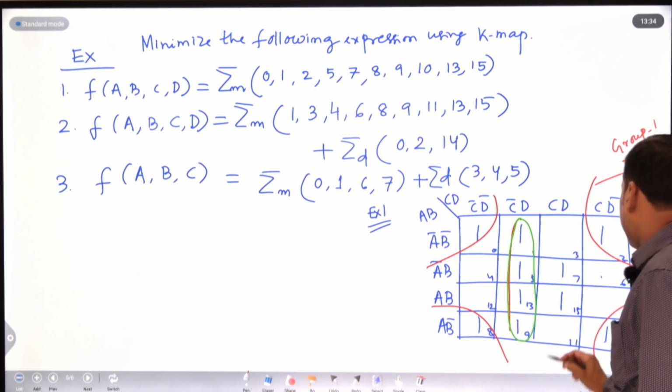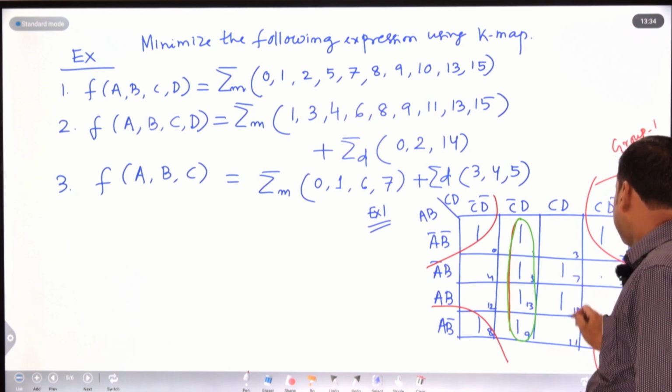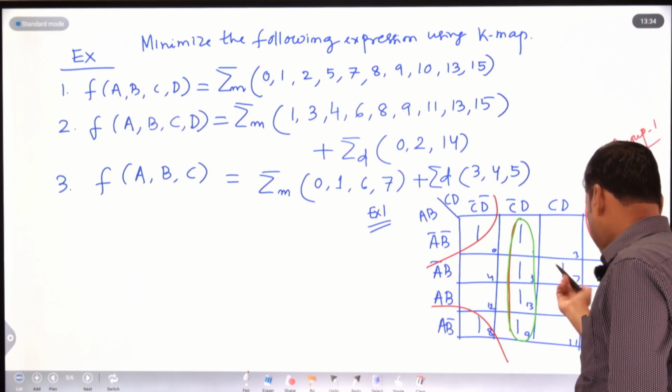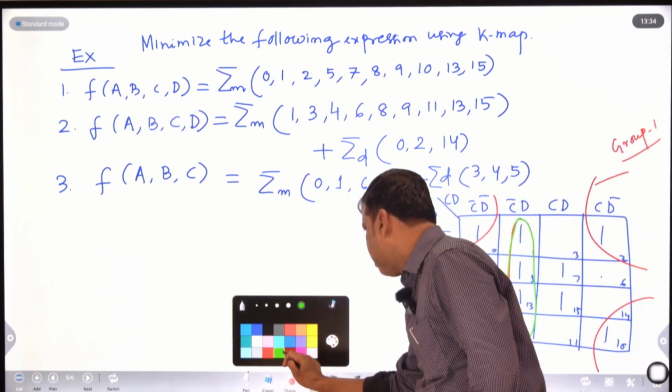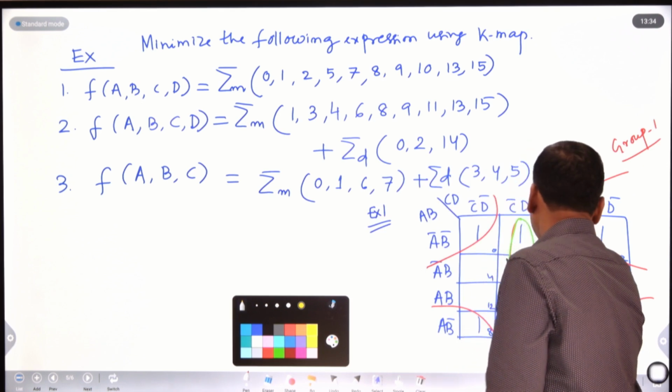Then another 2 1s are left here. This 2 1s are adjacent to this one, so I can form a group. I can form a group with what? This one.